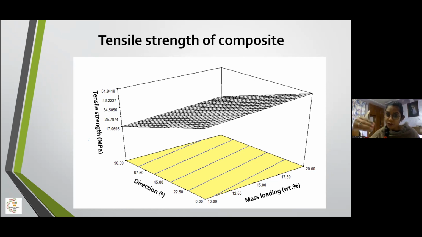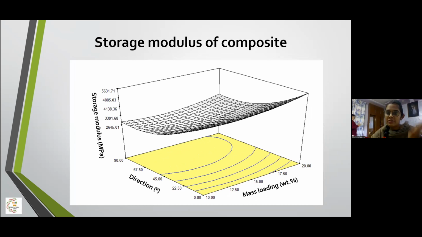While at 45 degree and 90 degree, the jute yarn is wound across the direction of the applied force, which does not contribute to the stress transfer from the reinforcement material to the epoxy resin. Hence, the tensile strength of the composite decreases. Likewise to the tensile strength, the storage modulus of the composite is also maximum at the maximum mass loading fraction, that is 20 weight percent, and 0 degree orientation of the angle wound on the jute yarn.